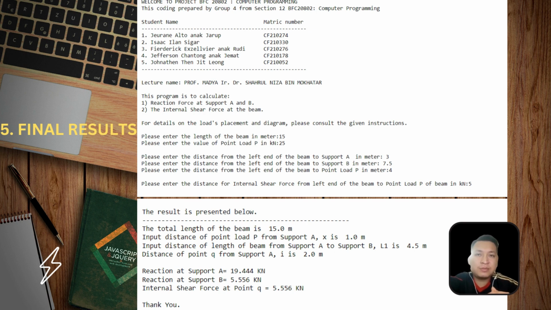Okay, this is the final result. For the final result, they put in the correct values. Support A is 3 meters, support B is 7.5 meters, and the load is 4 meters, and it comes out with a result where the internal force at point Q is 5.556 kilonewtons.